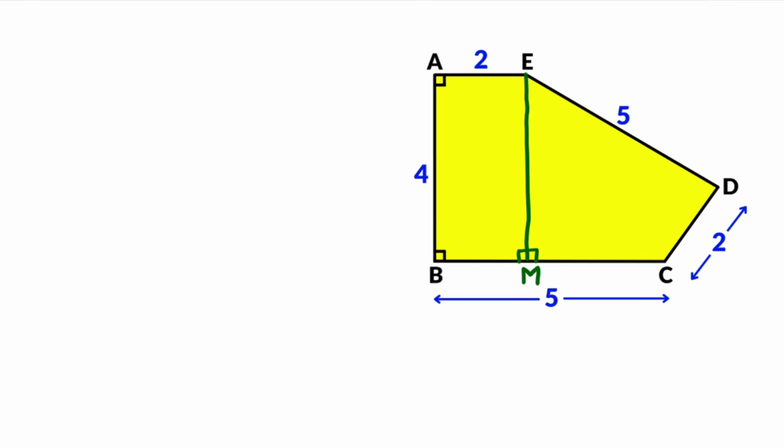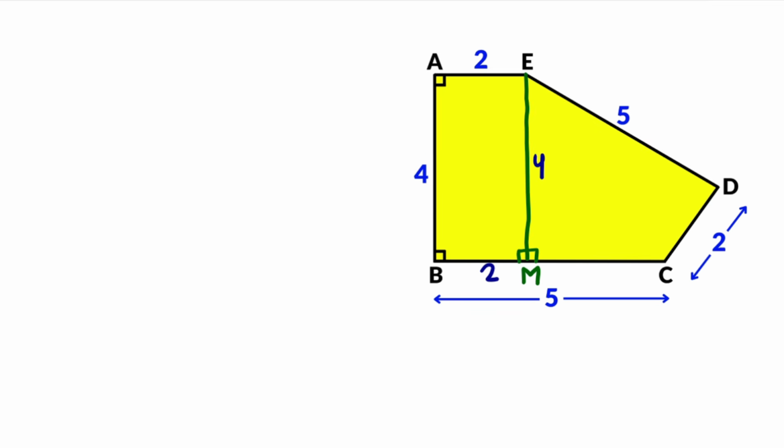Since the line is vertical, ABME forms a rectangle. That makes life much easier. The top side, AE, is 2. So the bottom side, BM, is also 2. And the left side, AB, is 4. So the height, EM, is also 4.